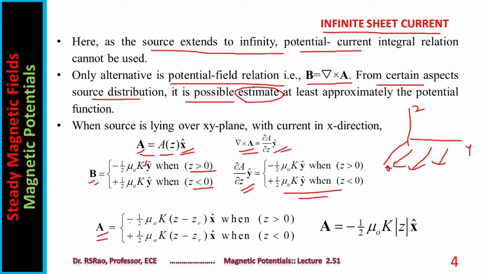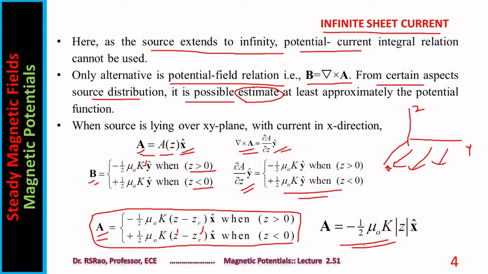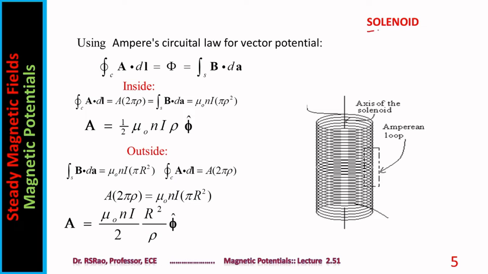So this is the expression: minus half mu naught K z minus z R x cap plus half mu naught K z minus z R. z R is the z coordinate of the reference point, and z is the z coordinate of the field point. This long expression can be put in a compact form as A equal to minus half mu naught K z x cap.